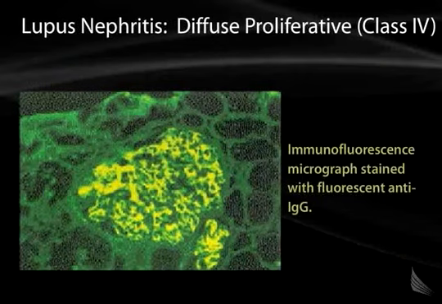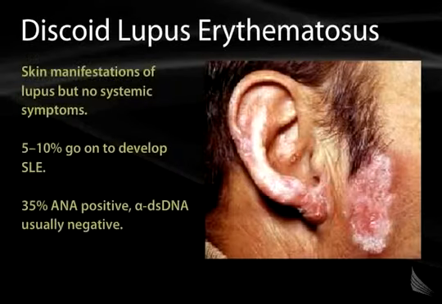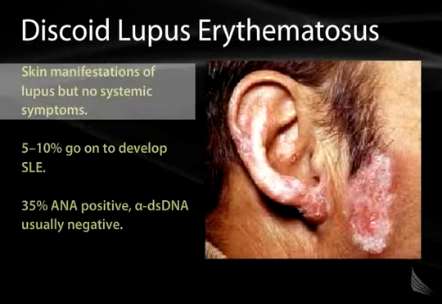Class 4 lupus nephritis is a much more diffuse proliferative process, and the immunofluorescence micrograph shows anti-IgG throughout the glomerulus. Discoid lupus erythematosus is similar in skin morphology to systemic lupus erythematosus without the systemic symptoms.